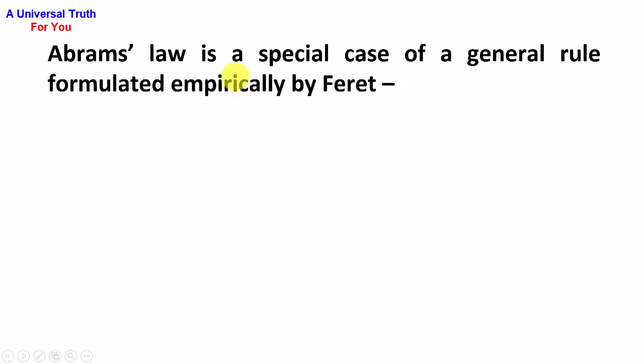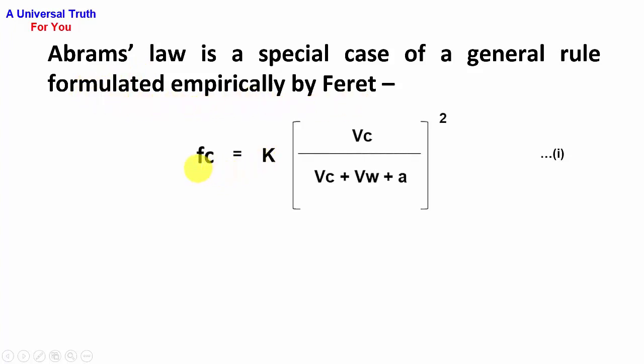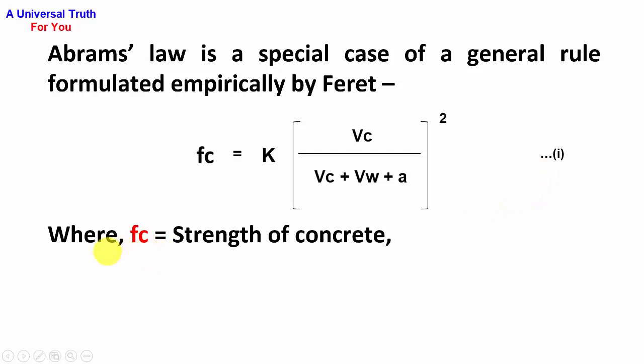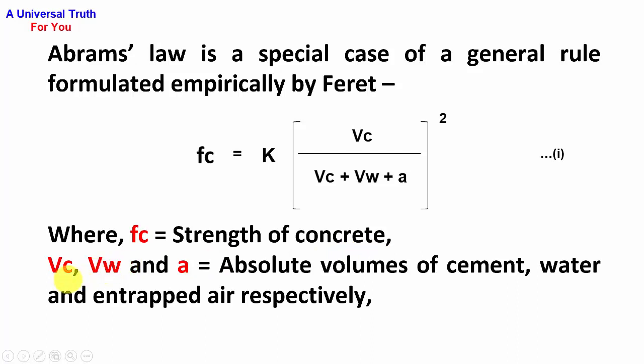Abrams law is a special case of a general rule formulated empirically by Feret. Fc is equal to K into the square of Vc upon Vc plus Vw plus A. This is equation 1. In the equation, Fc is equal to strength of concrete, Vc, Vw and A are equal to absolute volumes of cement, water and entrapped air respectively. K is equal to constant.